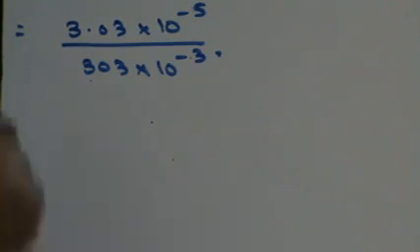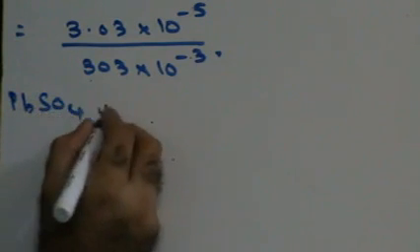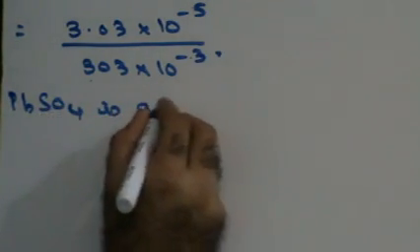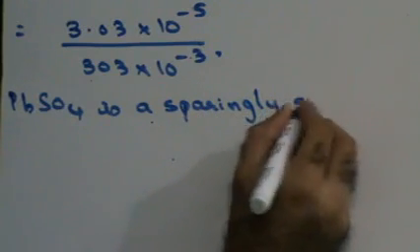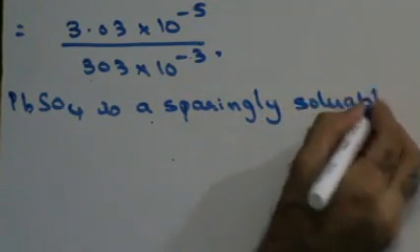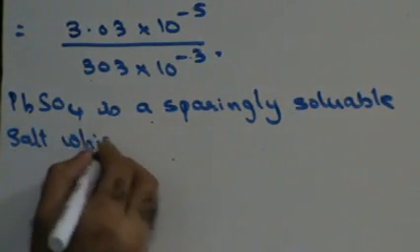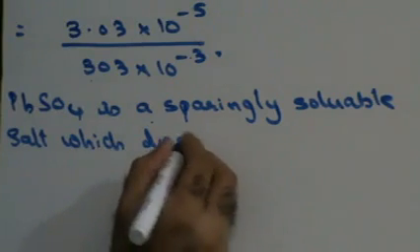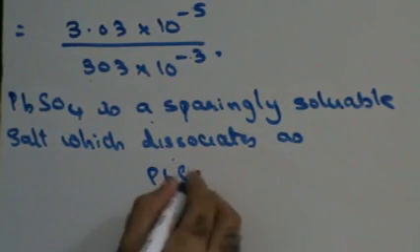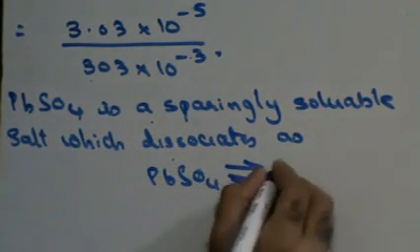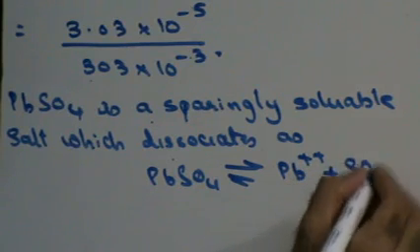Once you have this, then I can say that lead sulfate is a sparingly soluble salt which dissociates as PbSO4. Valency of lead is 2, so Pb plus plus. Valency of sulfate is minus 2.